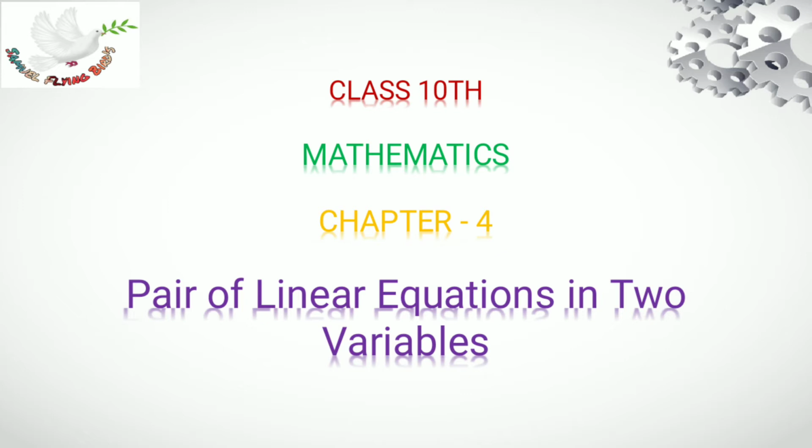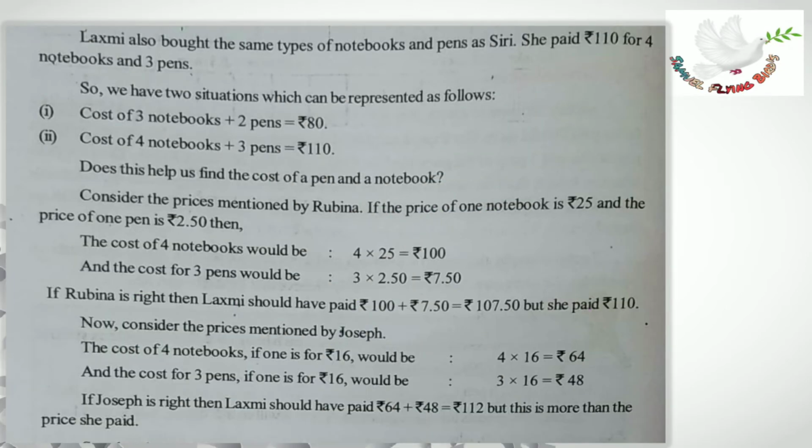Now today we are going to discuss what is a linear equation and how we can write the expressions using the problem. Example: considering Lakshmi also brought the same type of notebooks and pens as Siri, she paid 110 rupees for 4 notebooks and 3 pens. So we have two situations. We can represent as first one, cost of 3 notebooks plus 2 pens equal to 80, and cost of 4 notebooks plus 3 pens equal to 110.